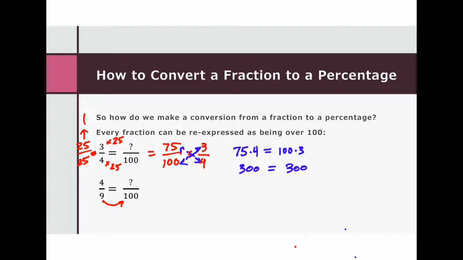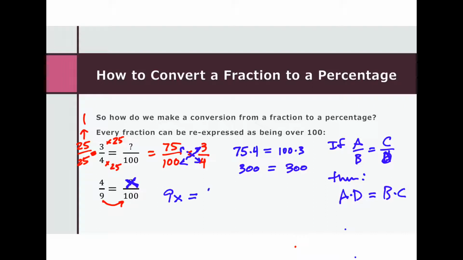And so if I put a variable up here, we can use that idea that if A over B is equal to C over D, then A times D will be equal to B times C. If I use that principle, we can say 9 times x should be equal to 4 times 100. So 9x equals 400. And so if I divide both sides by 9, I get a value for x.